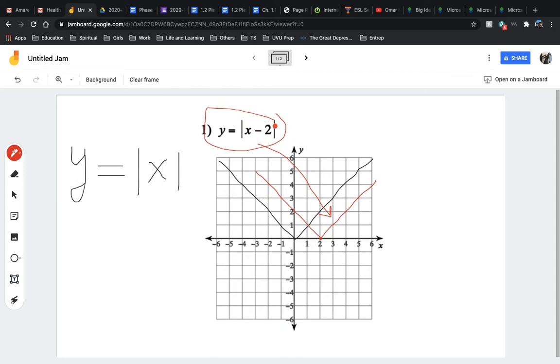So it means that anything that is subtracted here, whatever units you have, it's going to translate it 2 units to the right. If you had a plus, then you would translate it to the left.